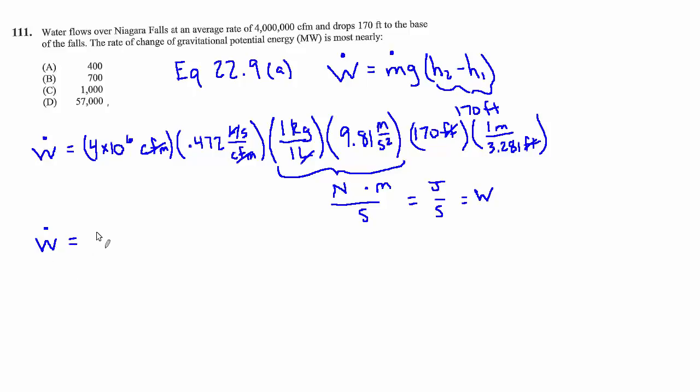So W dot is 956,651,813 watts, or 957 megawatts. And that's pretty close to answer choice C.